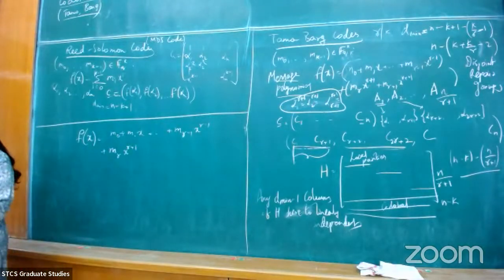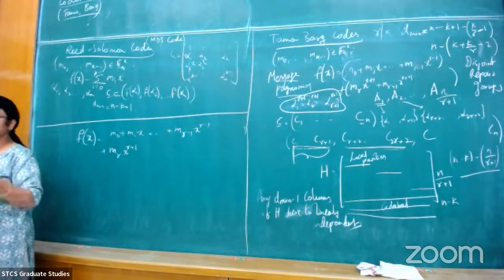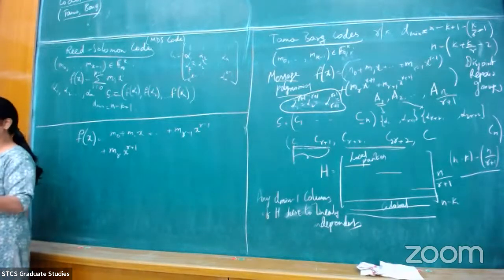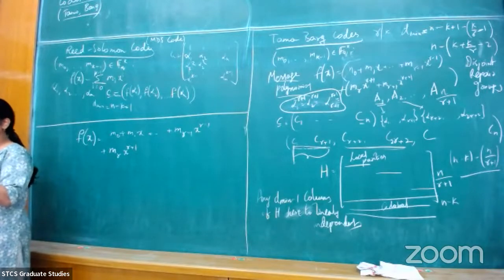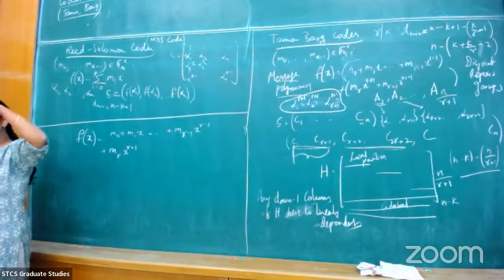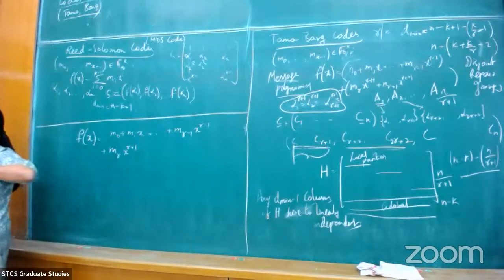Why is that? Because if I have a degree r minus 1 polynomial, then r points are enough to calculate that polynomial. So if r points are enough and 1 point is lost, once I have that polynomial, I'll be able to interpolate the lost point also.